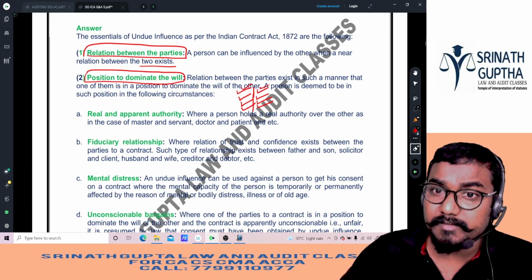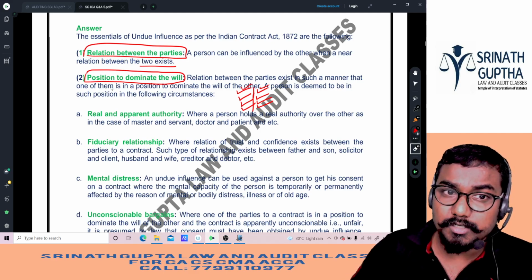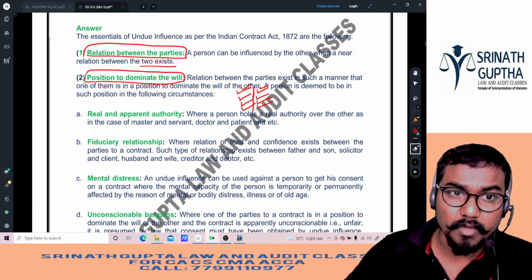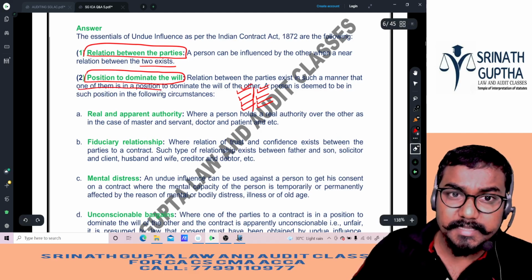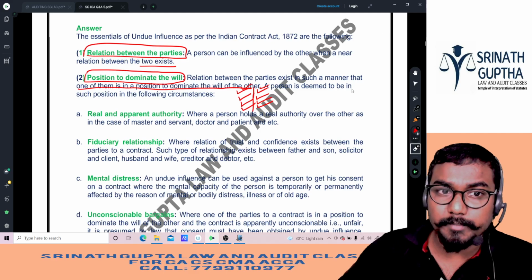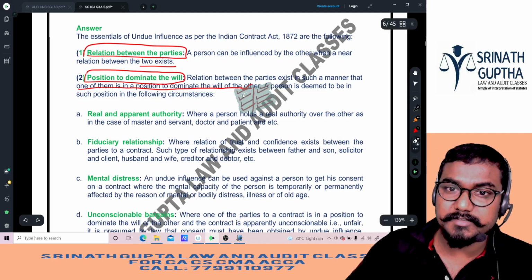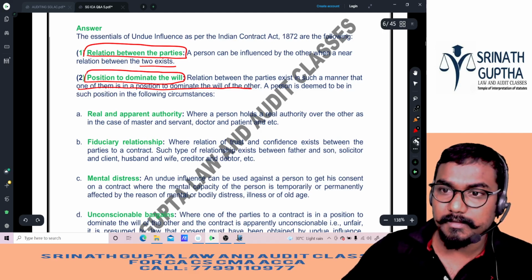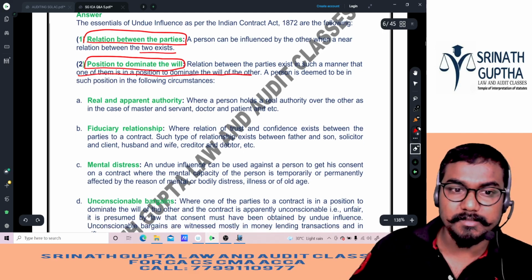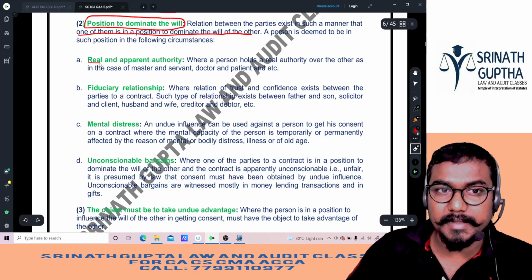So the relation between the parties exists in such a manner that one of them is in a position to dominate the will of the other, and the person is deemed to be in such a position in the following cases. He is giving the examples also, but in which cases is there undue influence? Four types: where the party stands in a real and apparent authority.